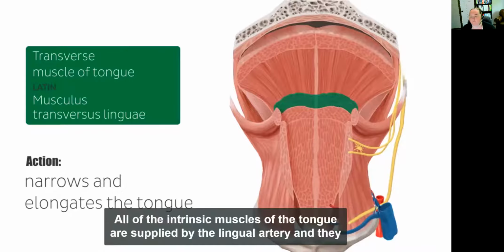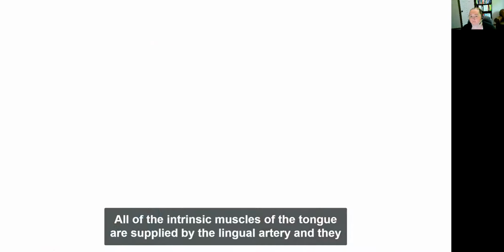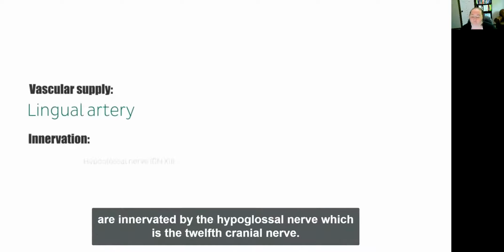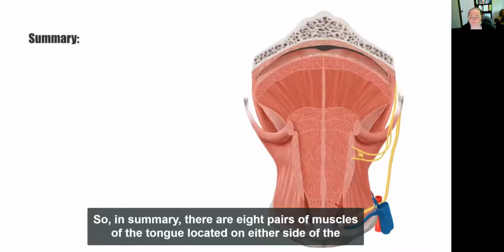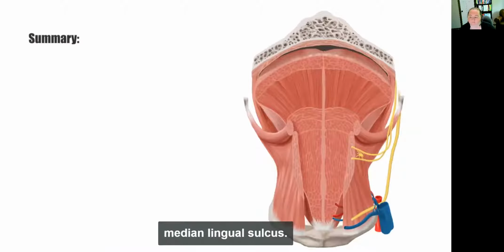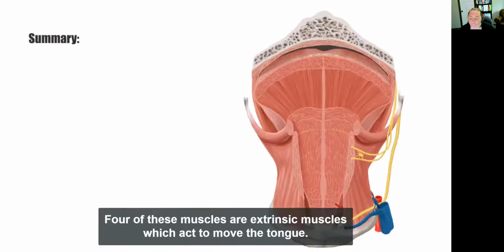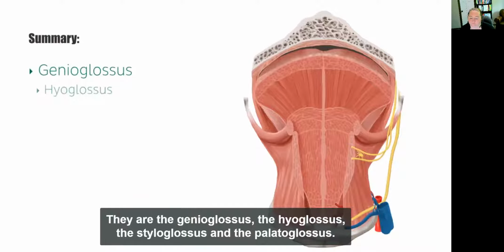All of the intrinsic muscles of the tongue are supplied by the lingual artery, and they are innervated by the hypoglossal nerve, which is the 12th cranial nerve. So in summary, there are 8 pairs of muscles of the tongue located on either side of the median lingual sulcus. 4 of these muscles are extrinsic muscles which act to move the tongue. They are the genioglossus, the hyoglossus, the styloglossus, and the palatoglossus.